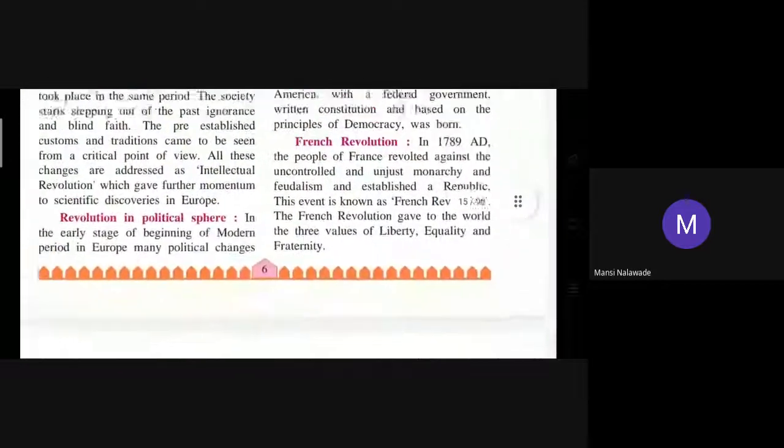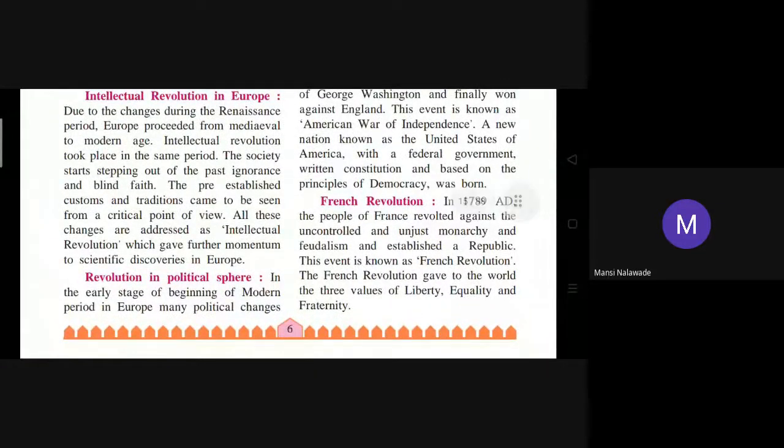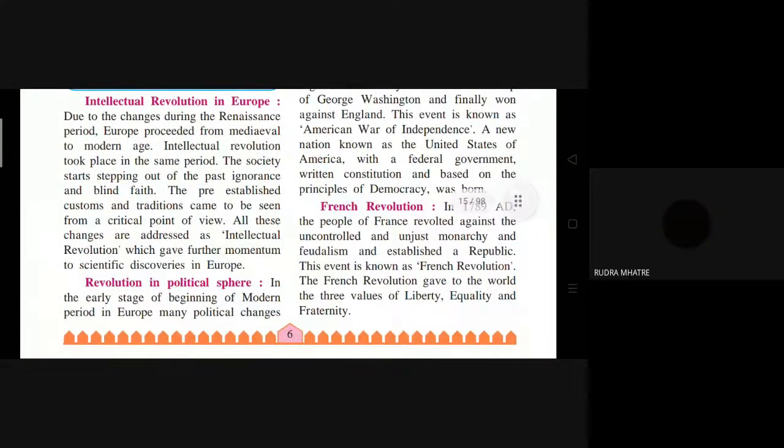Rudra, please start reading. Intellectual revolution in Europe. Due to the changes during the Renaissance period, Europe proceeded from the medieval to the modern age. Intellectual revolution took place in the same period. The society started stepping out of past ignorance and blind faith. The pre-established customs and traditions came to be seen from a critical point of view. All these changes are addressed as the intellectual revolution, which gave further momentum to scientific discoveries in Europe.